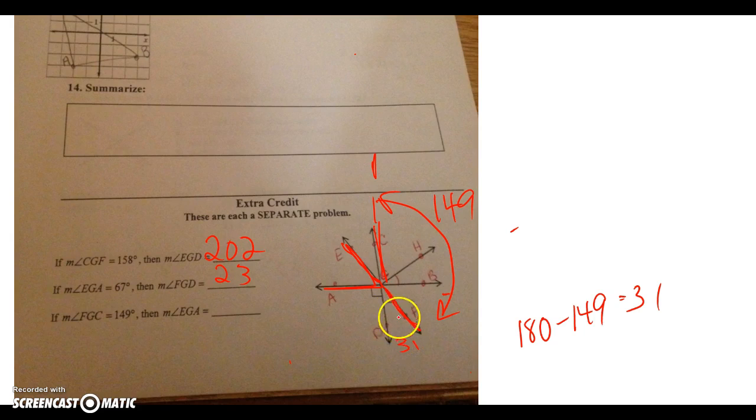Well, by vertical angles, I know that this is 31. Well, we want angle EGA, which is this. Guess what? This angle is a right angle because the supplement of a right angle is a right angle. So this thing is 90, and if this piece is 31, we'll do 90 minus 31, which is 59.